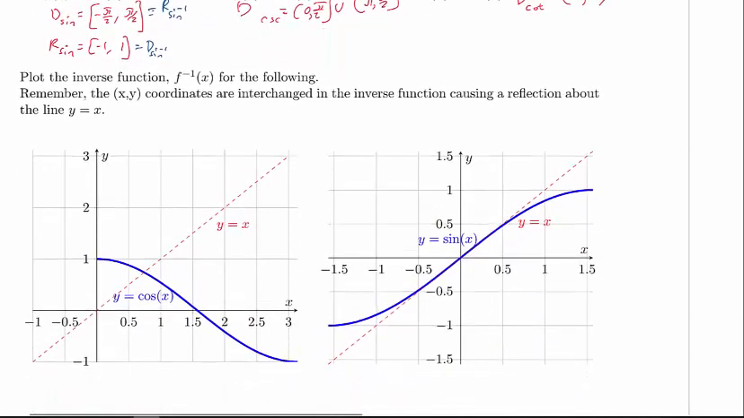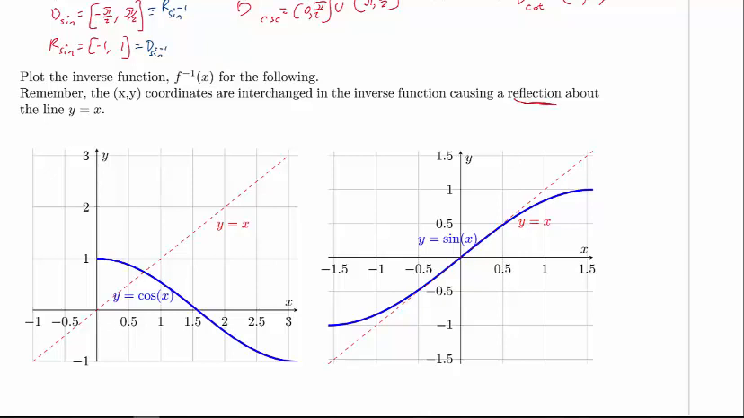So on this part, we're going to be plotting the inverse function for the following. What we have to keep in mind is that the x and y coordinates are interchanged in the inverse function, causing a reflection about the line y equals x. So the two keywords are that the coordinates are interchanged, and this causes a reflection about the line y equals x. Alright, so that's exactly what we're going to attempt to do on this one.